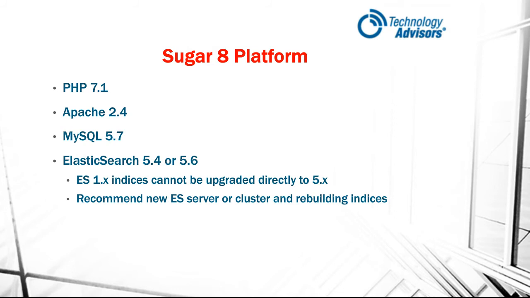If you're upgrading Sugar to version 8, you're going to have to upgrade to 5.4 or 5.6. And you should note that Elasticsearch indexes do not upgrade. So you'd have to either build a new server or uninstall the old version and install a new version and just have Sugar rebuild the indexes. It just doesn't generally take very long. You just do that through the admin tool, and you get some new indexes.